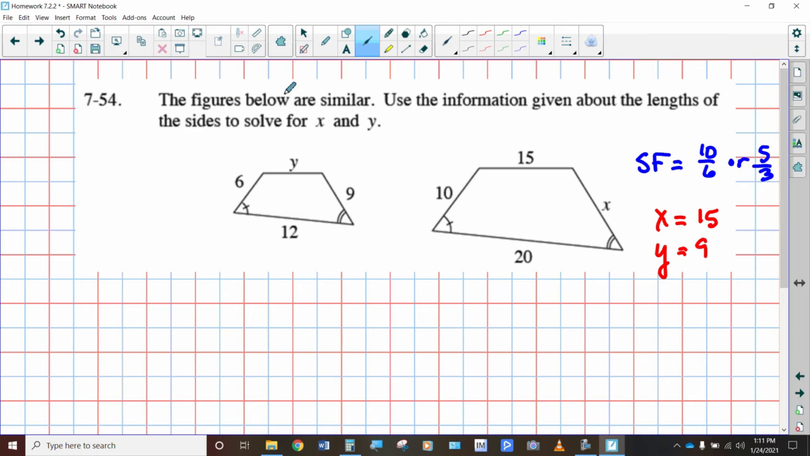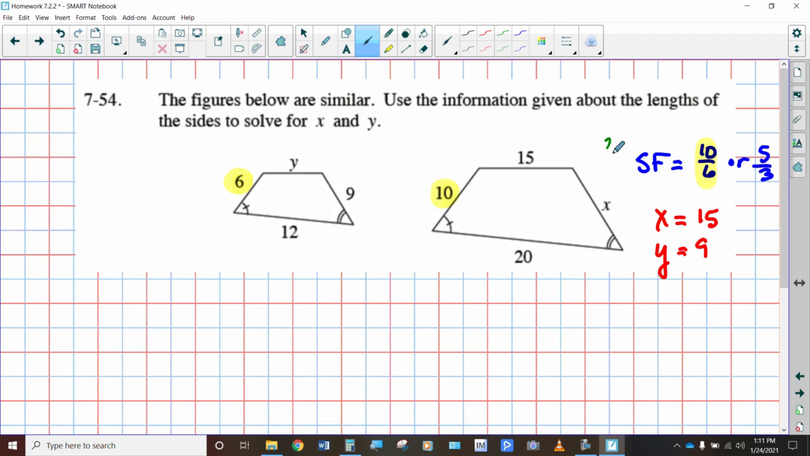All right, below these figures are similar to each other. Use the information given about the lengths. I'm having trouble reading. You know what I'm supposed to do, right? Okay, so let's just go ahead and find the sides that they have in common. Looks like those two sides could be used, or these two sides could be used as well. But I'm going to write that ratio as 10 over 6.